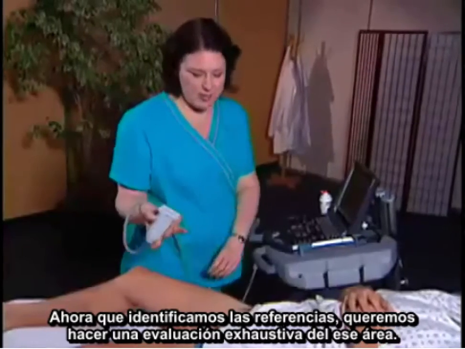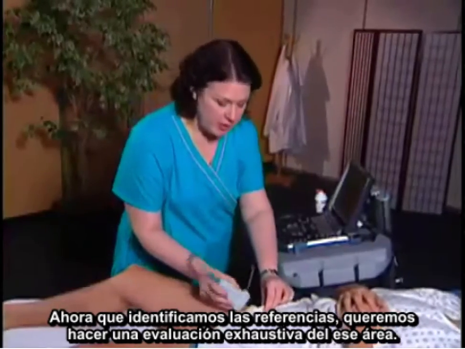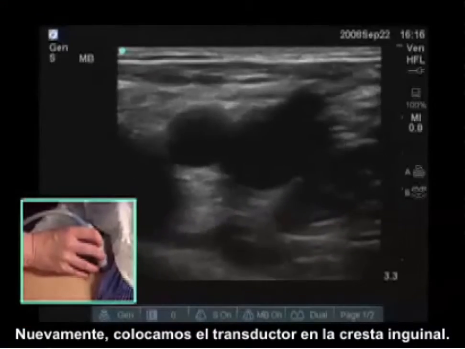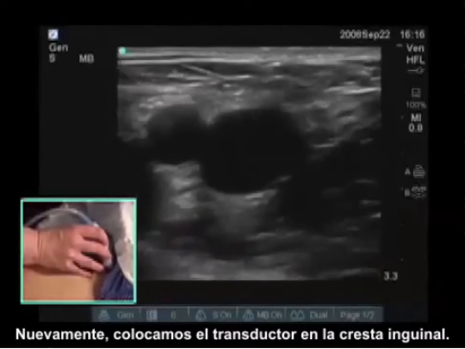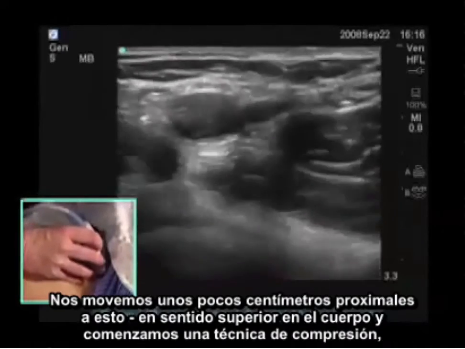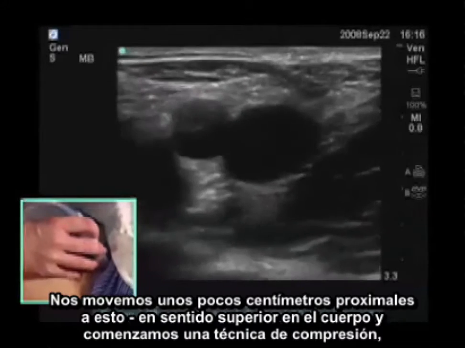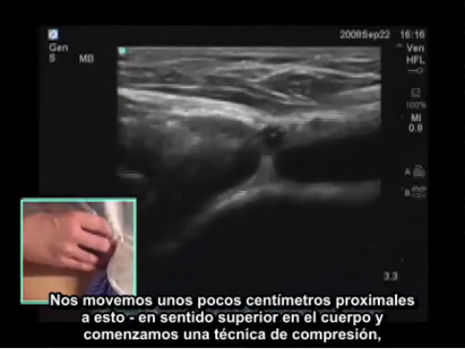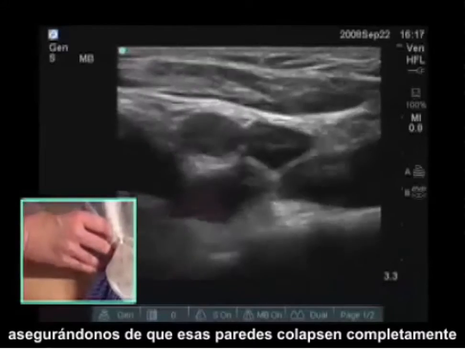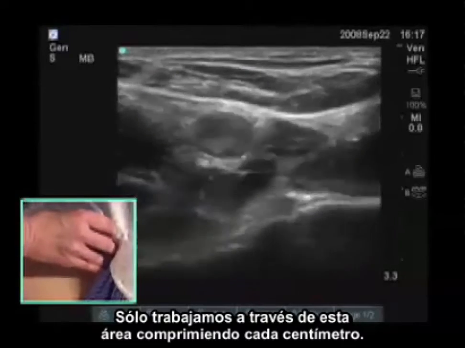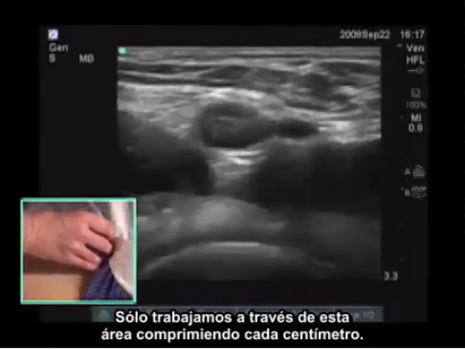Now that you've identified your landmarks, you want to do a thorough evaluation of that area. So again, placing the transducer at the inguinal crease, we're going to compress the area of the common femoral vein. We want to move a few centimeters proximal to this, so superiorly on the body, and we'll start a compression technique, making sure that those walls collapse completely, and we just work through this area, compressing every centimeter.